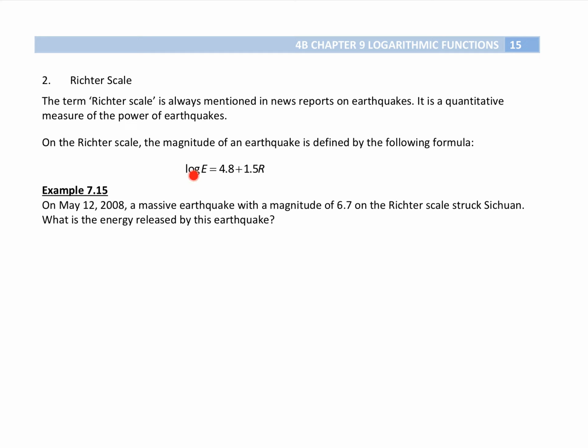So this is the formula. Log E is equal to 4.8 plus 1.5 R. E stands for the energy. R stands for the Richter scale. You can see in 2008, the earthquake scale was 6.7 in mainland China. I want to calculate the energy released by this earthquake. Okay, use the formula. Log E is equal to 4.8 plus 1.5 times 6.7.